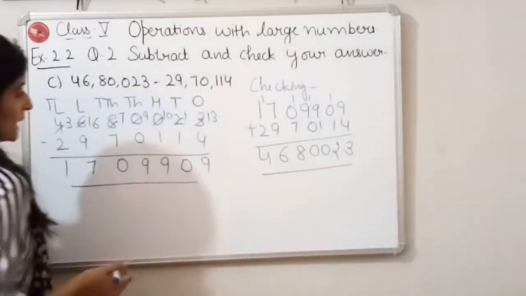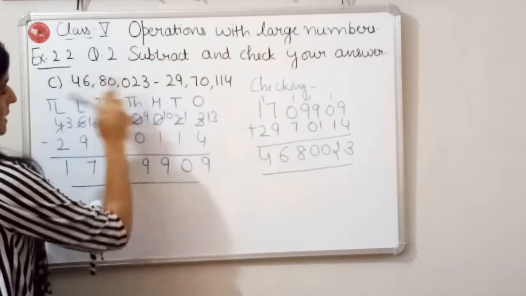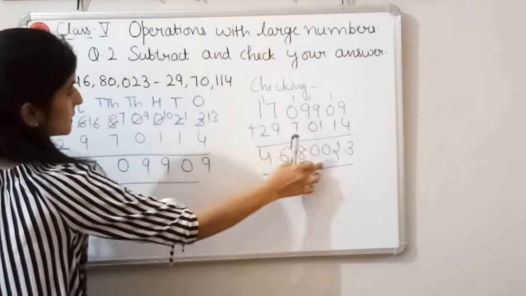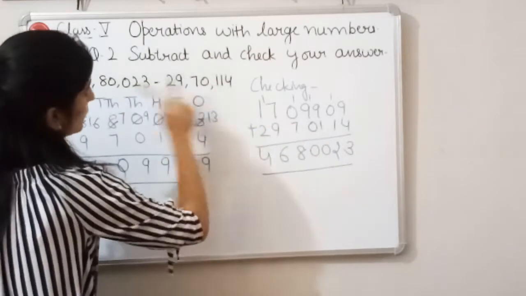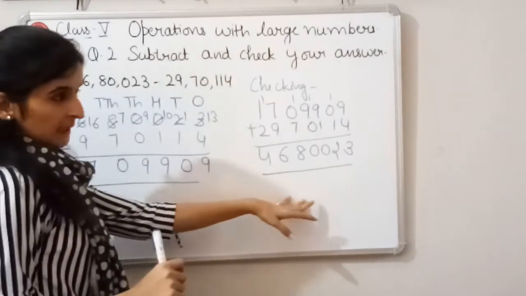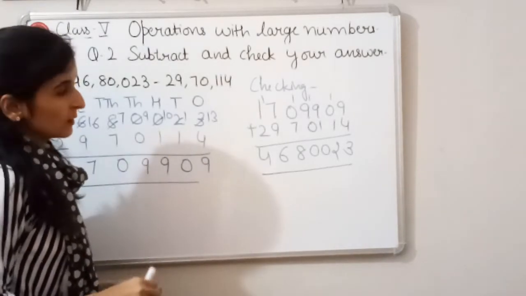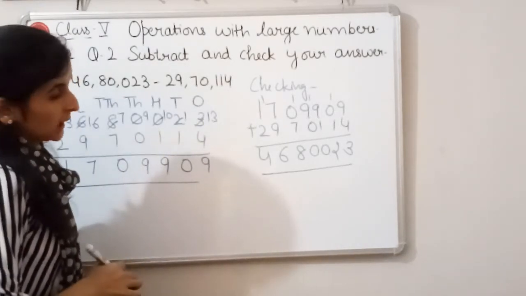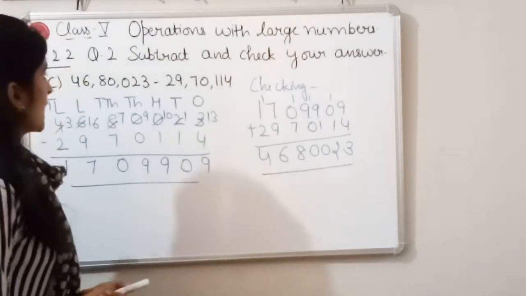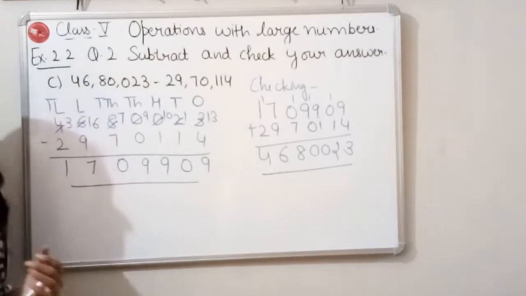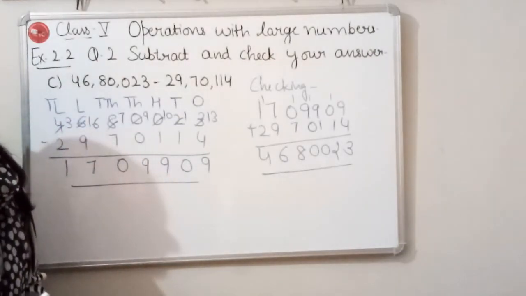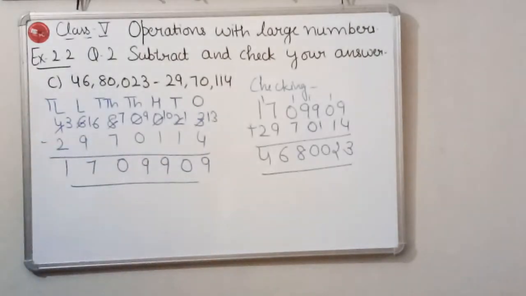Okay. Now we can compare 4, 6, 8, 0, 0, 2 and then 3. So again we have got the minuend here. So our answer is correct. Our subtraction is correct. Okay. So now we have to start with question number 3, which is related to finding the difference, or you can say to do subtraction.